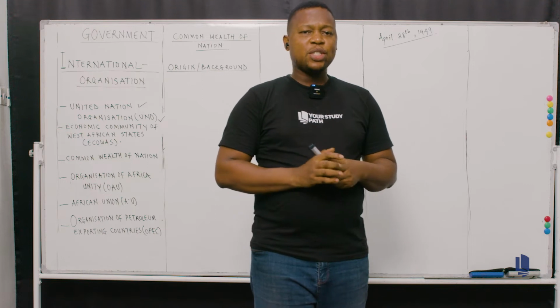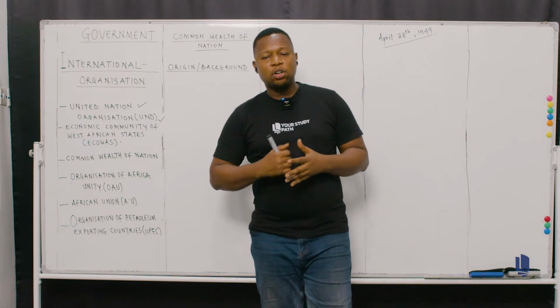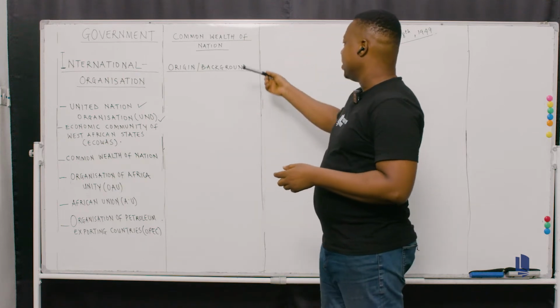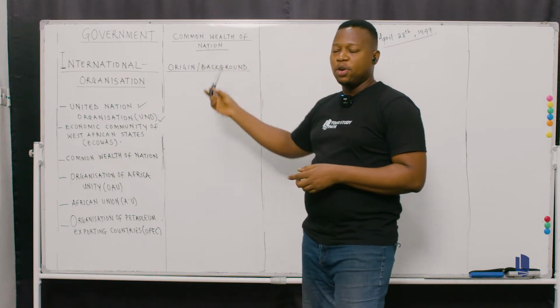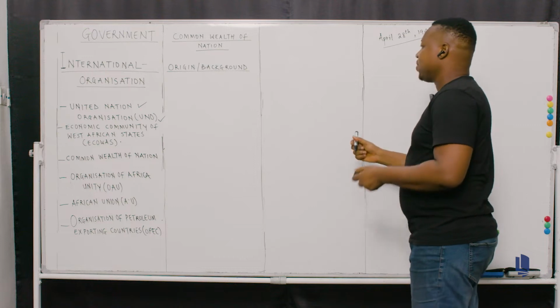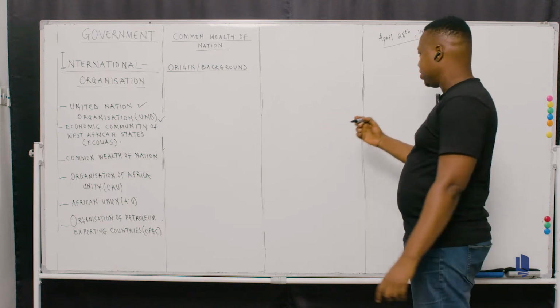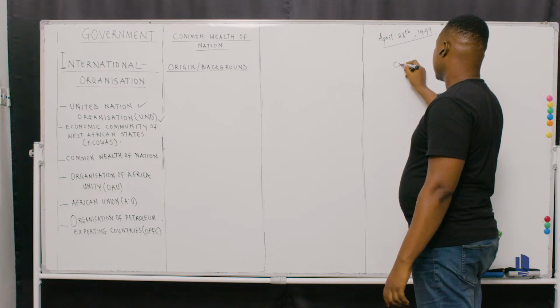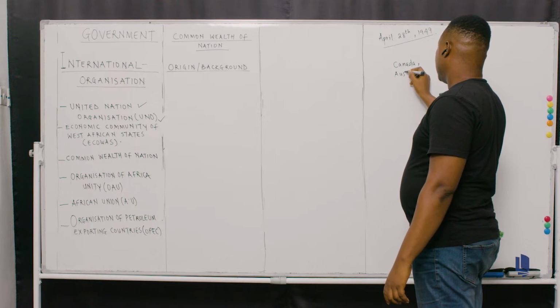Then, we also need to understand that there are 5 countries that we need to remember anytime we talk about the origin of Commonwealth of Nations. Those countries were the ones that formed the dominions. We have the first one, we have Canada. We have Australia.